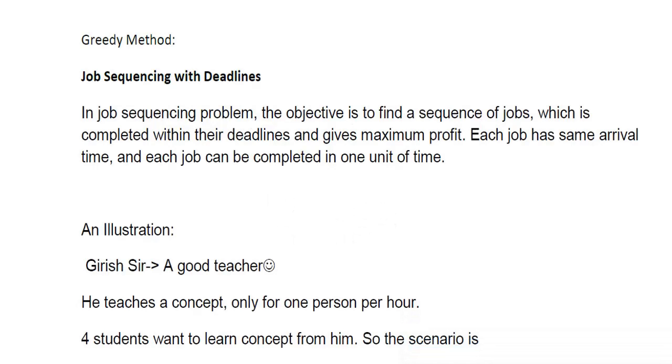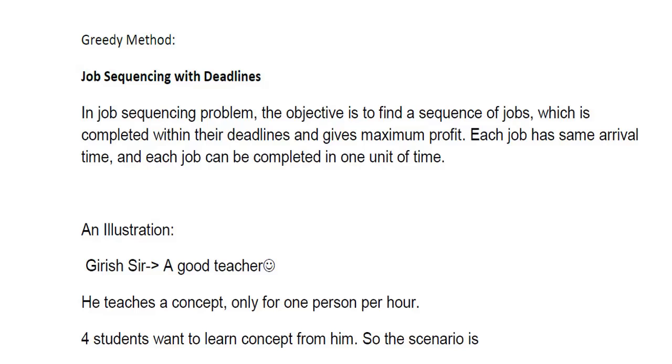Good afternoon, everyone. Again, I've come up with the next topic called job sequencing deadlines. In job sequencing with deadlines, the objective is to find the sequence of jobs which are completed within their deadlines and give maximum profit. Here, each job has the same arrival time, and each job can be completed in 1 unit of time.